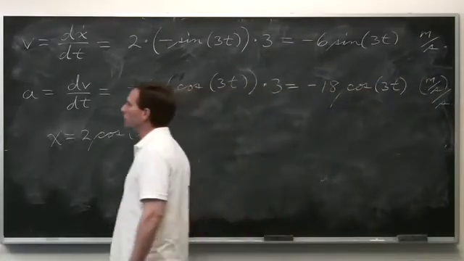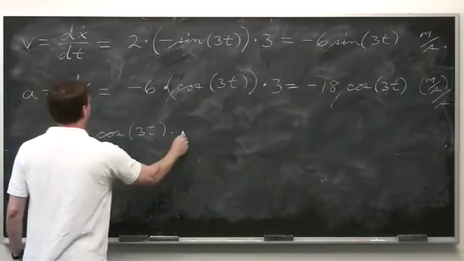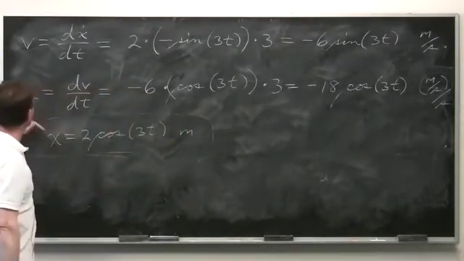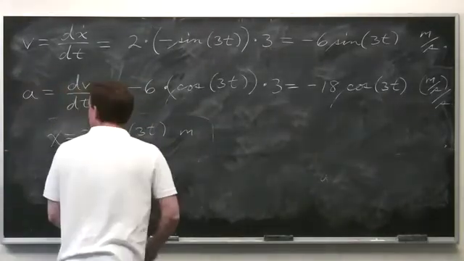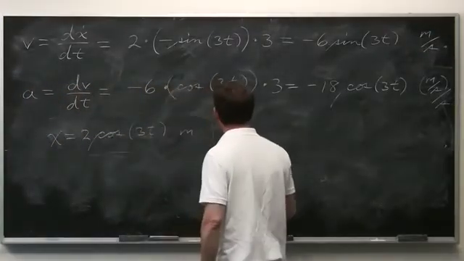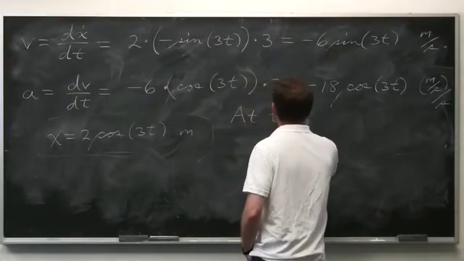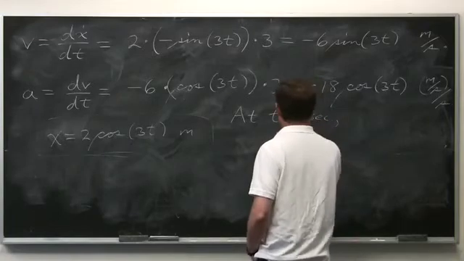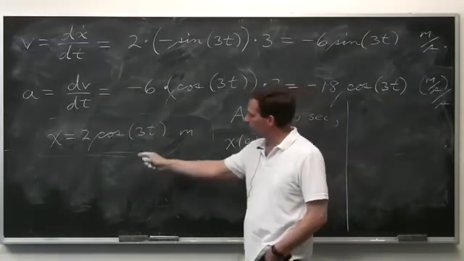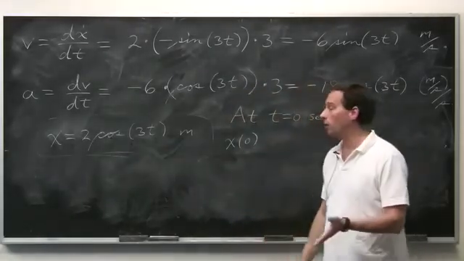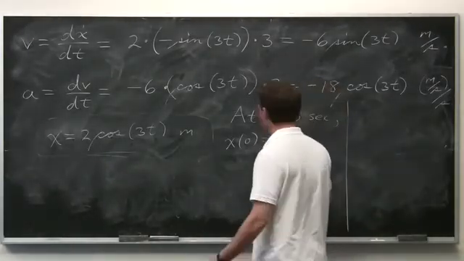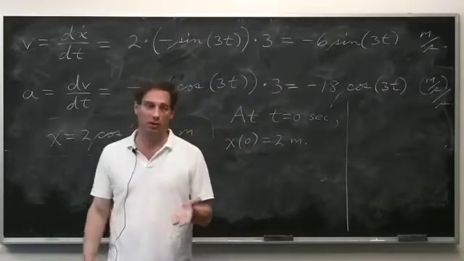Okay, so there's the position, and they're not in a good order anymore. So this many meters: the position, the velocity, and acceleration. We want them at t equals 0 and t equals pi over 2. So at t equals 0 seconds, what do you get? You get x at 0 is the cosine of 0. That's 1. So you get 2 times 1, so 2 meters. With a plus sign, that's 2 meters to the right of equilibrium.